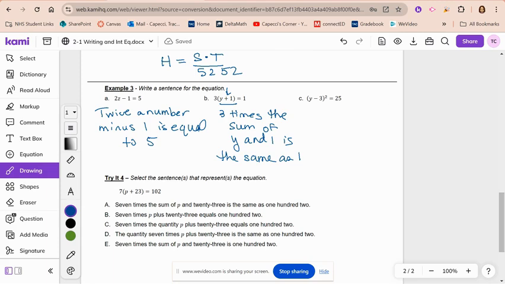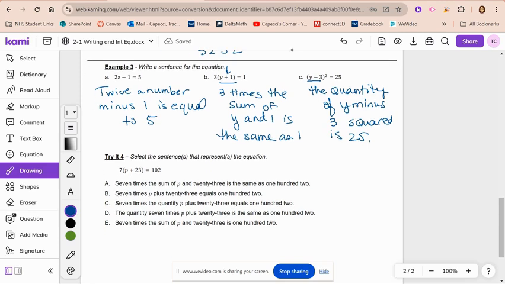Okay, next one. We have y minus 3, and we have that in parentheses squared. So we have to, again, say the quantity. We're going to do the quantity of y minus 3 squared. So let's just make sure we did that right. The quantity of y minus 3 squared, that looks good, is 25. All right, let's keep going.